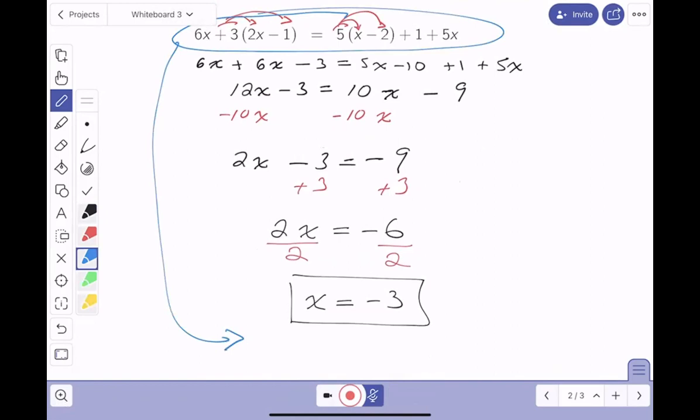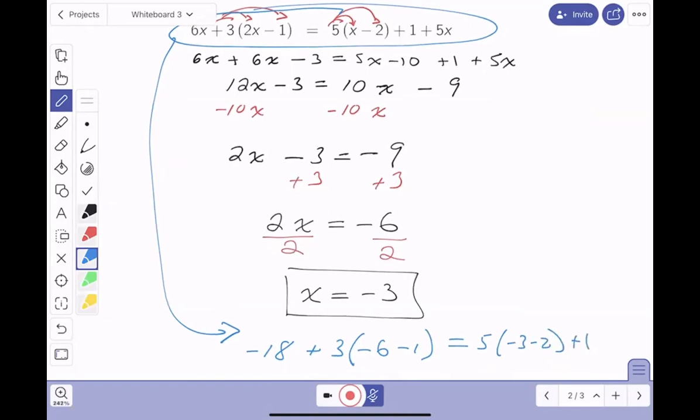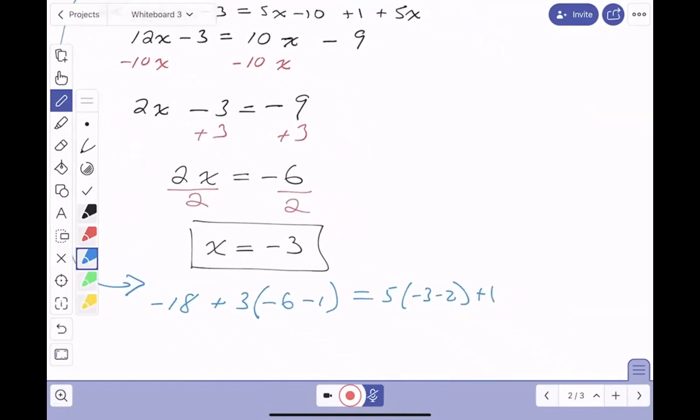Now, what's 6 times -3? It's the first thing I see. 6 times -3 is -18. Plus 3. And let's see, what's 2 times -3? It's -6, right? I know it's tough. Mistakes happen, though. Well, let's see. It's 5. And then I have -3 -2. Plus 1. I'm just plugging in, by the way. And what's 5 times -3? -15.